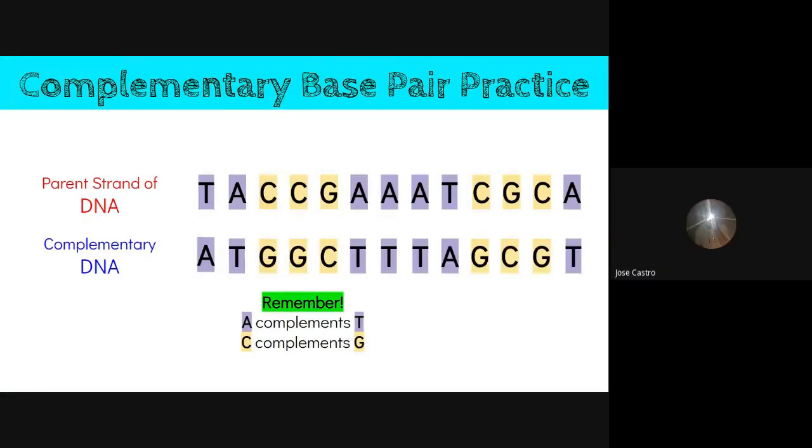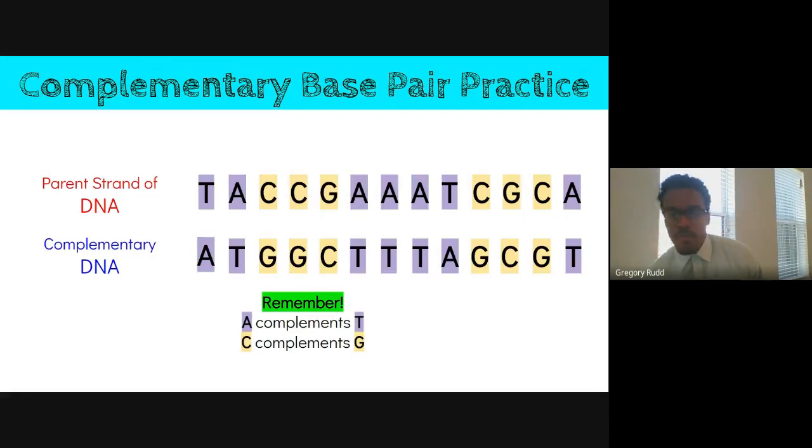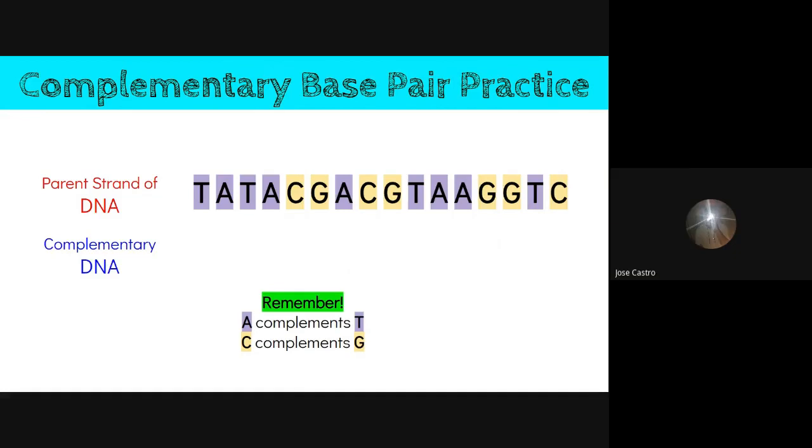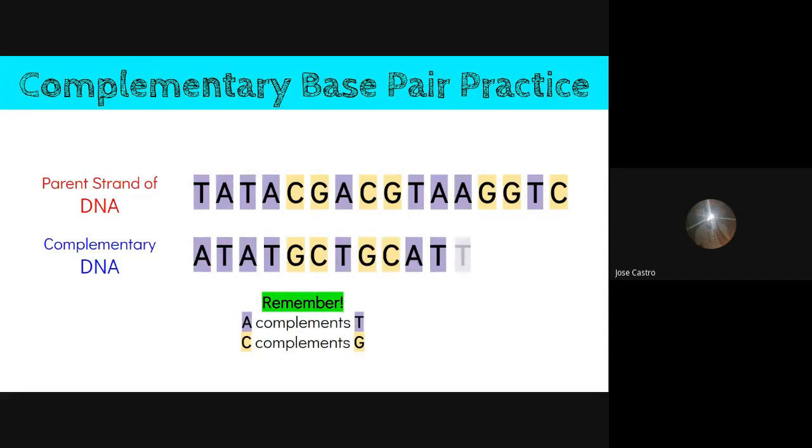Good. All right. So it's very simple once you can remember how they match up, how they complement each other. A goes with T, T goes with A, C goes with G, G goes with C. So can we do this one? This one should be quick. Come on. Someone just knock out the whole thing. A, T, G, C, T, G, C, A, T, T, C, C, A, G. Excellent. That's perfect.